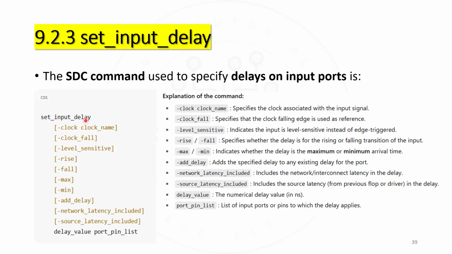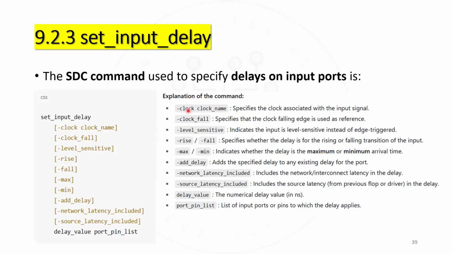Here you can see set_input_delay followed by these switches. -clock, you have to give the clock name, followed by -clock_fall. This is about -level_sensitive, and -rise, -fall, -max, -min followed by -network_latency_included, which is used to mention the network latency, followed by -source_latency_included. Please check the video on clock latency so that you will understand what is meant by source latency and network latency. And here, the delay value we will give, followed by where we are applying it, that is the port and pin list.